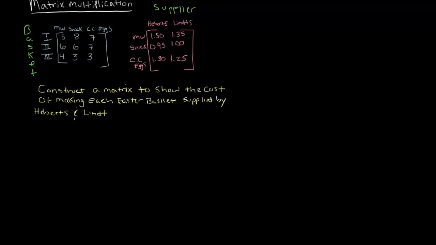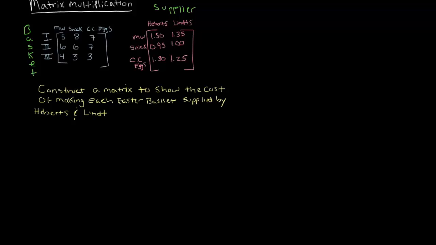And so Hebert sells Milky Ways for $1.50, Snickers for 95 cents, and Cadbury Cream Eggs for $1.30. Lintz sells Milky Ways for $1.35, Snickers for $1, and Cadbury Cream Eggs for $1.25. And so your goal here, and what's written in yellow, is we need to construct a matrix that shows the cost of making each basket supplied by Hebert's and Lintz.